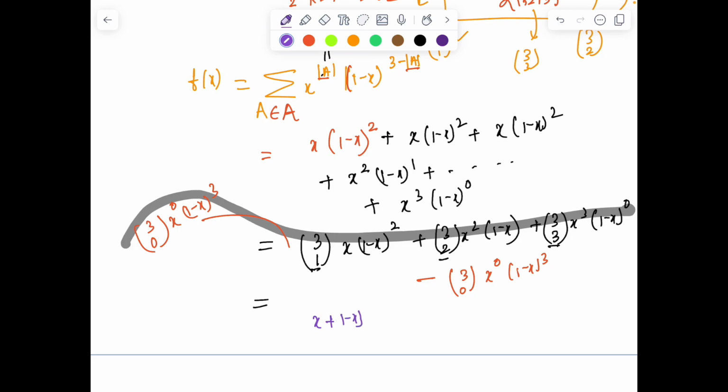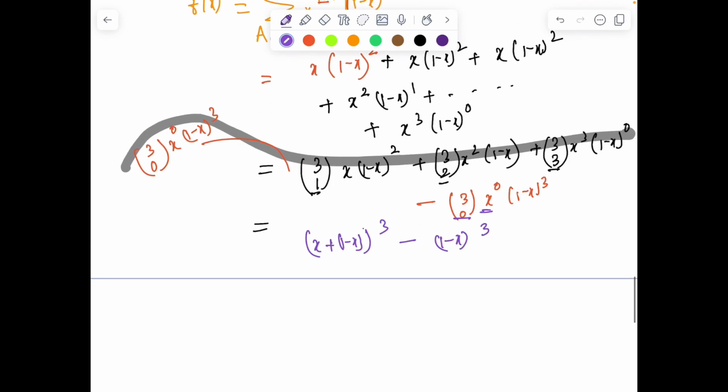x plus 1 minus x, a plus b whole cube, minus 3 choose 0 is 1, x power 0 is 1, so it's 1 minus x whole cube. So finally what we got is 1 minus 1 minus x whole cube. So this is our function f of x.